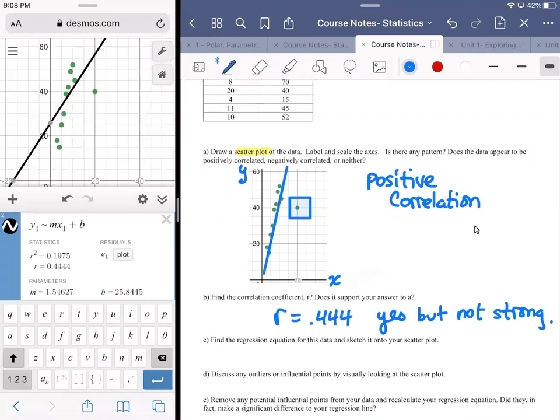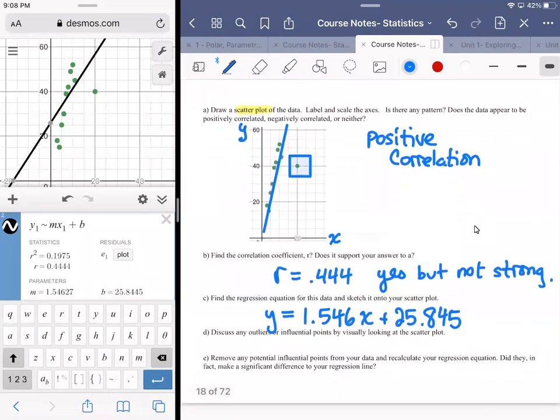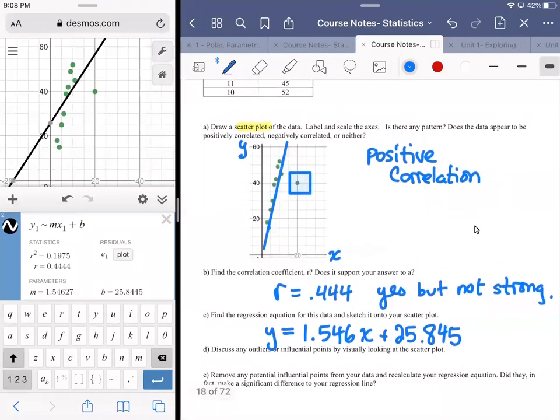So y equals the m value 1.546 x plus 25.845. You can go the whole way out decimal wise, put everything that they have there. I'm just going three significant. But if you wanted to put the whole shebang, you could. I'm not going to lose sleep over that.